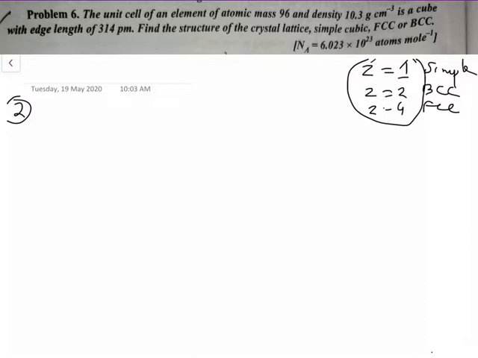The unit cell of an element of atomic mass, okay, atomic mass is given, so let me write atomic mass is given as 96. Density is given as 10.3 gram per centimeter cube. Then in a cube with edge length, edge length is also given, so let me write edge length is given as 314 picometer. And Avogadro's number is not given, but you know what Avogadro's number is.